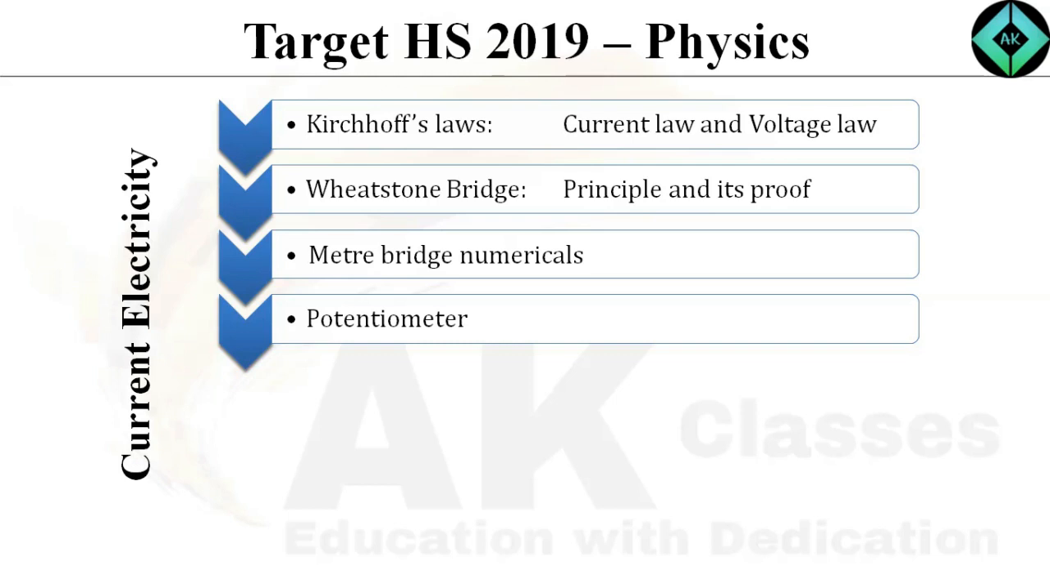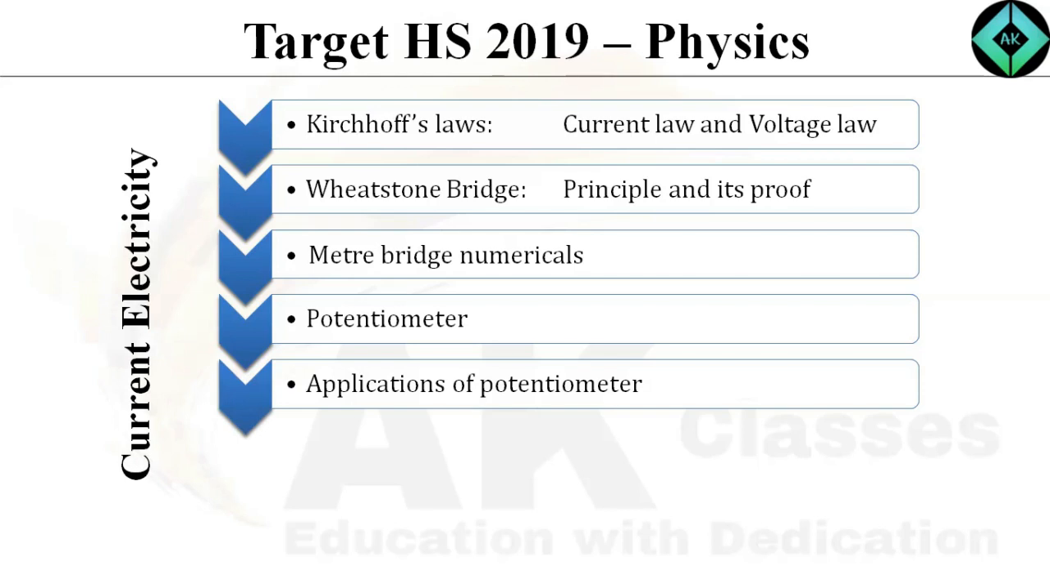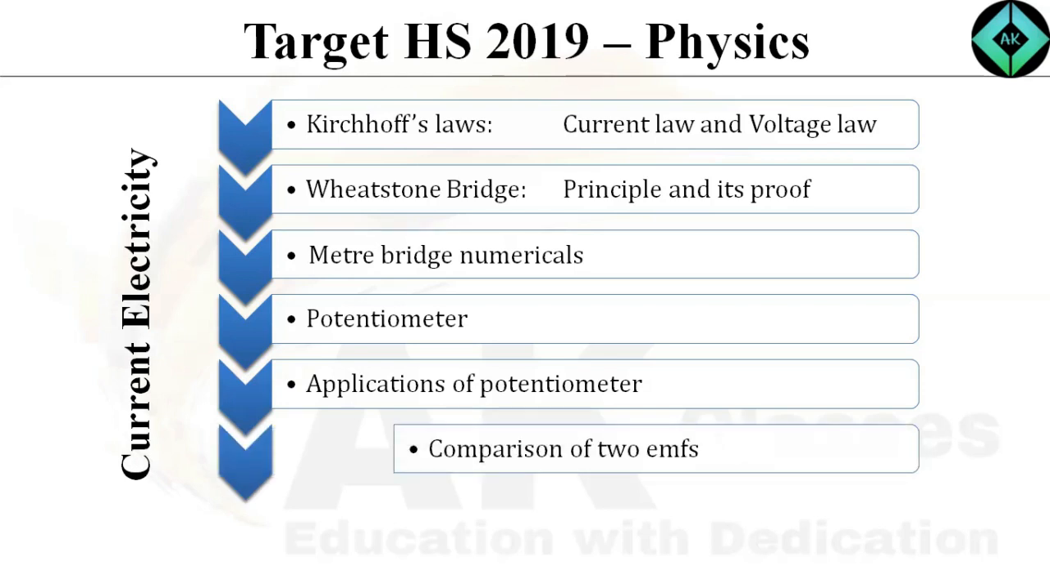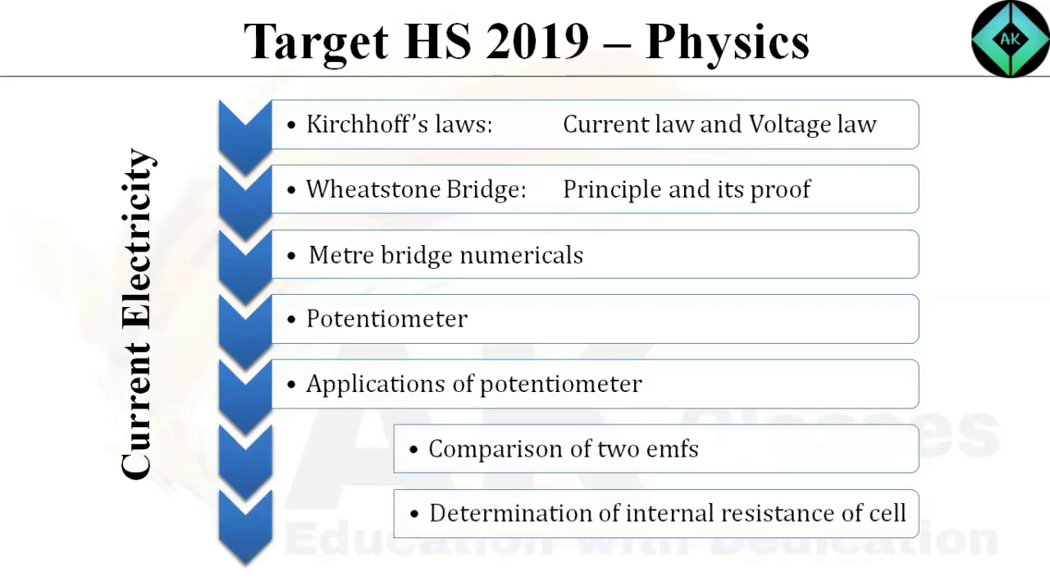And coming to the potentiometer, it has two main applications. One is the comparison of two EMFs, and also the determination of the internal resistance of a cell. So these are the main topics of this chapter. There is nothing more in this chapter.